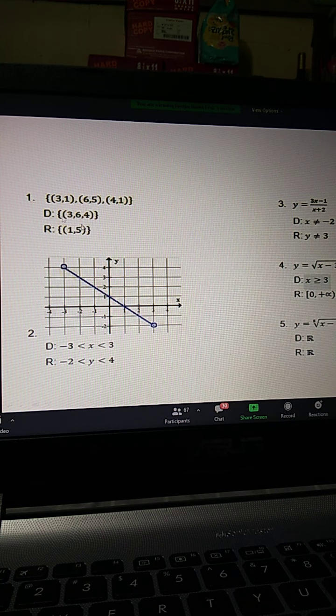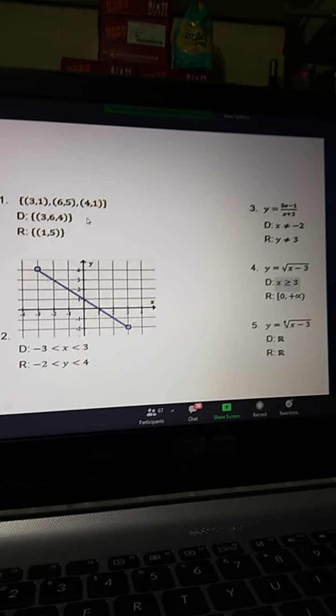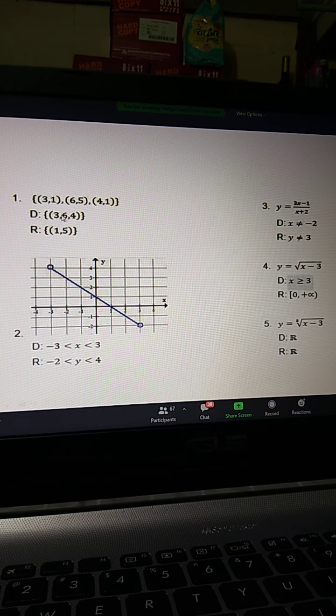The first one is using an ordered pair. Okay. So to get the domain, just copy the first or the x values. To get the range, copy the y values. Since 1 is repeated, then you can simply write it once.